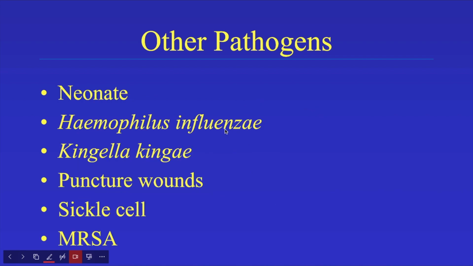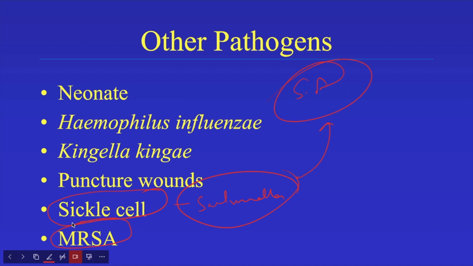You must also remember these two special circumstances: sickle cell disease and MRSA, right? Which is the most common organism in sickle cell disease? Salmonella. Salmonella causes the most common osteomyelitis, and if it spreads into the joint, it can cause septic arthritis as well. MRSA, or methicillin-resistant Staph aureus, should also be taken care of because the antibiotics that must be given for this are different and special, right?